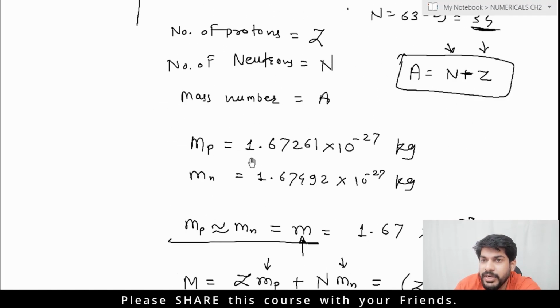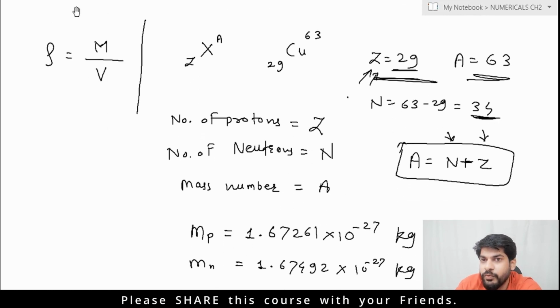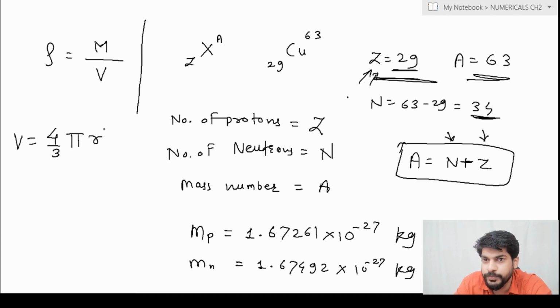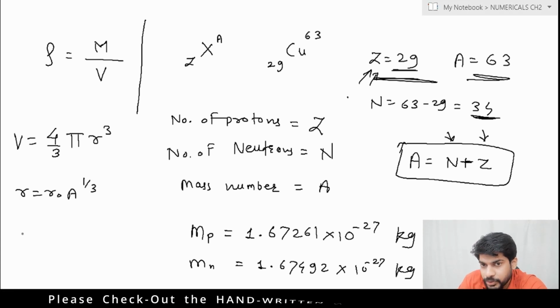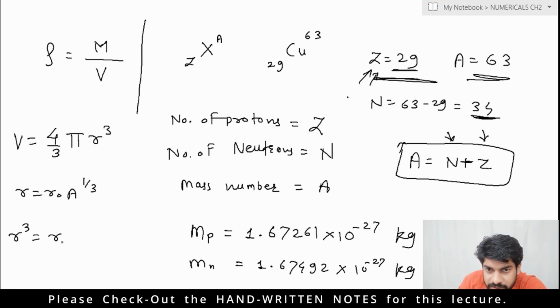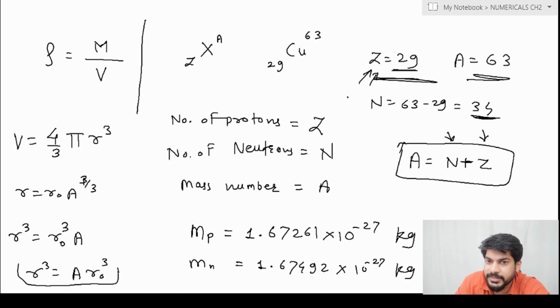Now this is mass. Now let's talk about the volume, because we want the volume also. So volume is equal to what? Nuclei is roughly a spherical body, right? Spherical bodies have a volume of 4 by 3 pi r cube. Now r is given, r is equal to r naught A raised to 1 by 3. We want r cube, so we just raise the power by 3 on each side. So 3 by 3 is 1. So r cube is A times r naught cube.